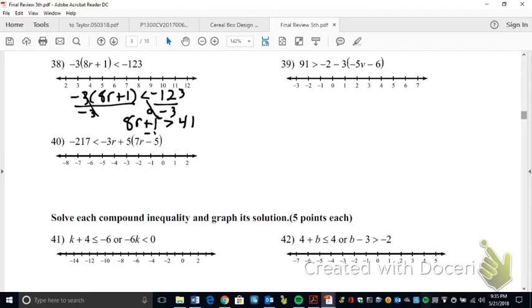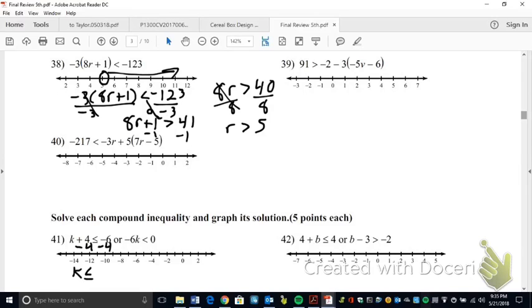So, here I'm going to subtract 1 from both sides. You get 8r is greater than 40. I'm going to divide both sides by 8, and I get r greater than 5. See, it's a 5, it's a greater than, so we go there.